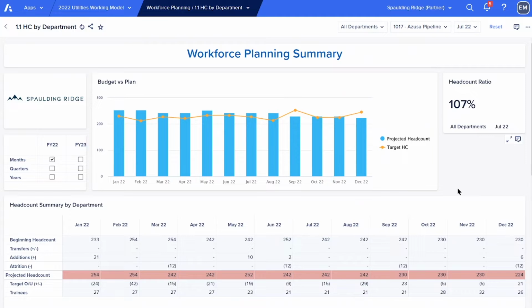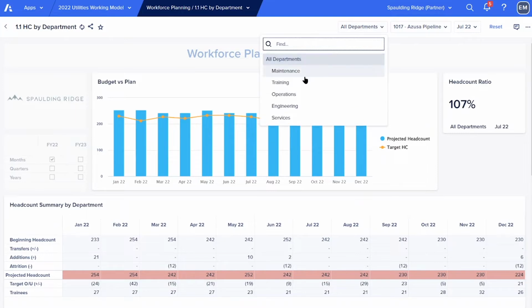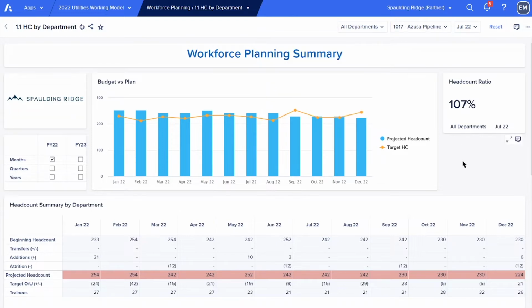All right, so we're going to keep ourselves in the current year, but as a projection into the future months of the current year. So I start with a beginning headcount, and I'm going to bring us down to this headcount summary by department. So again, right now we're looking at Azusa pipeline, all the departments. Our different departments are maintenance and training and operations, engineering and services. All the same kind of departments you're going to find at an energy company like Azusa Pipeline or a utility like our Spalding Ridge Energy Company.